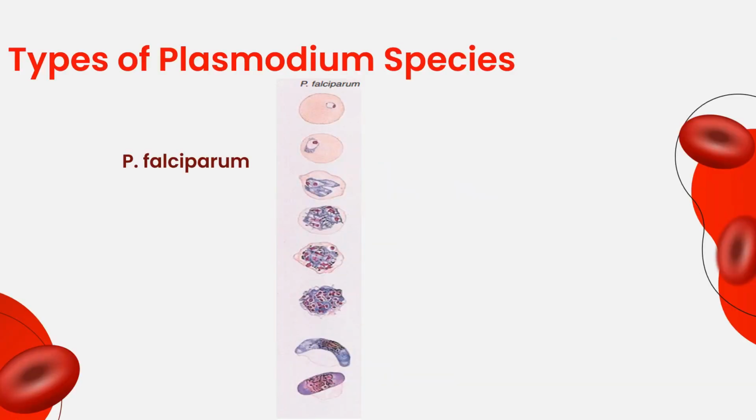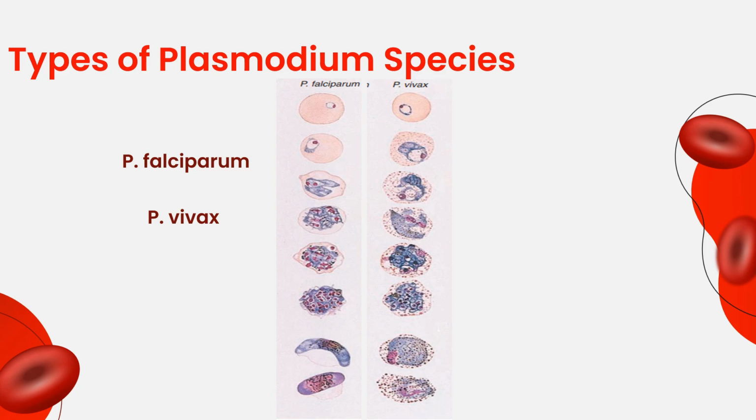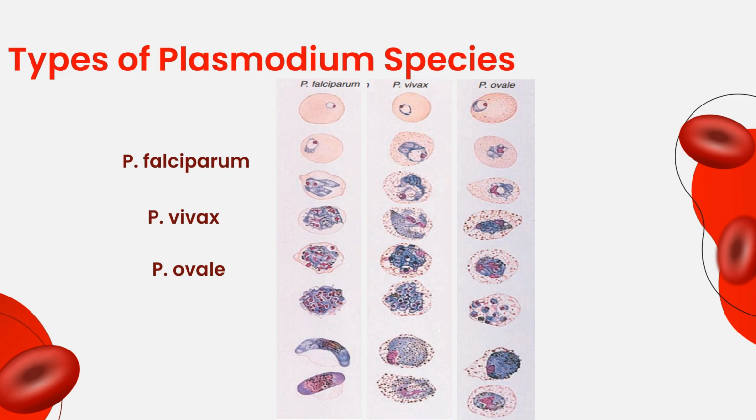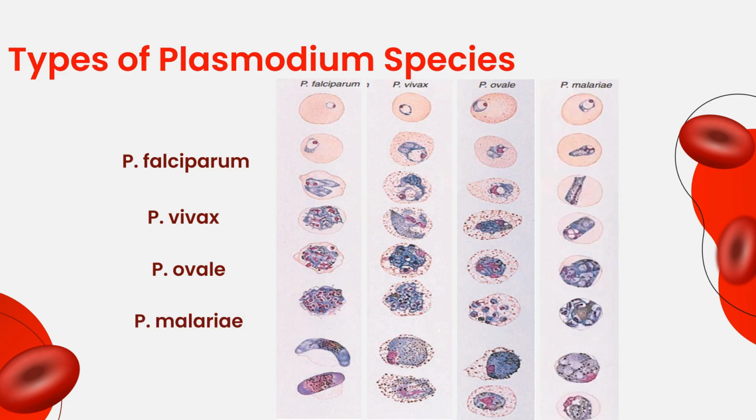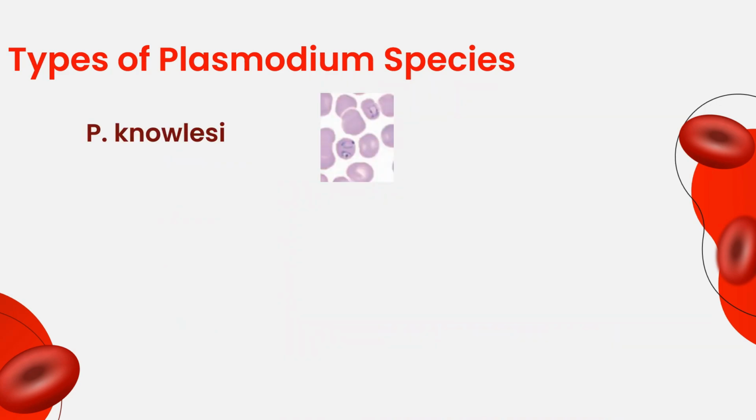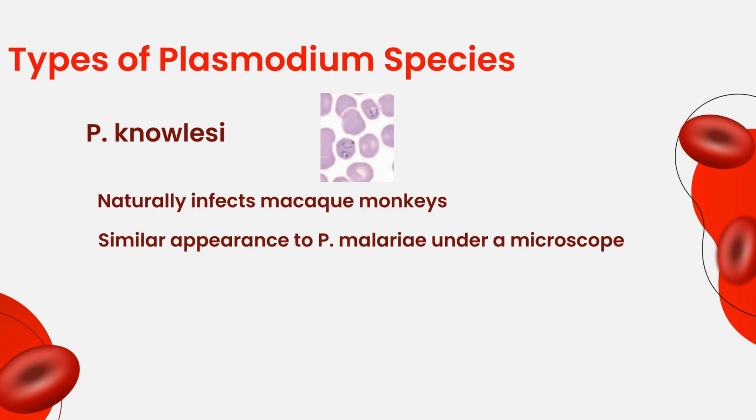While Plasmodium falciparum and Plasmodium vivax are the most common types that infect humans, other species such as Plasmodium ovale, Plasmodium malariae, and Plasmodium knowlesi can also cause malaria. Plasmodium knowlesi is a particularly interesting species, as it naturally infects macaque monkeys and can be difficult to distinguish from Plasmodium malariae under a microscope due to their similar appearance.